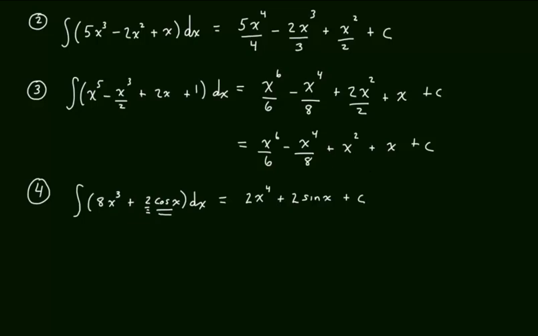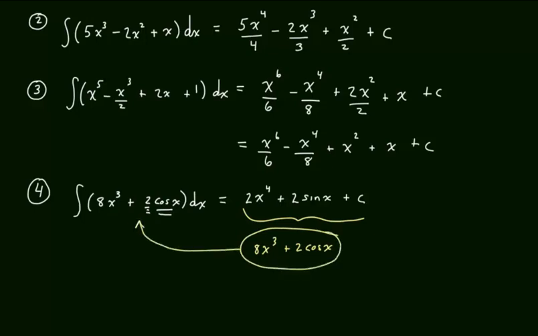I can't emphasize enough that if you want to check your answer, you simply take this derivative. So that would be 8x cubed plus 2 cosine of x, and that would be the end of it, which then matches with the integrand here.